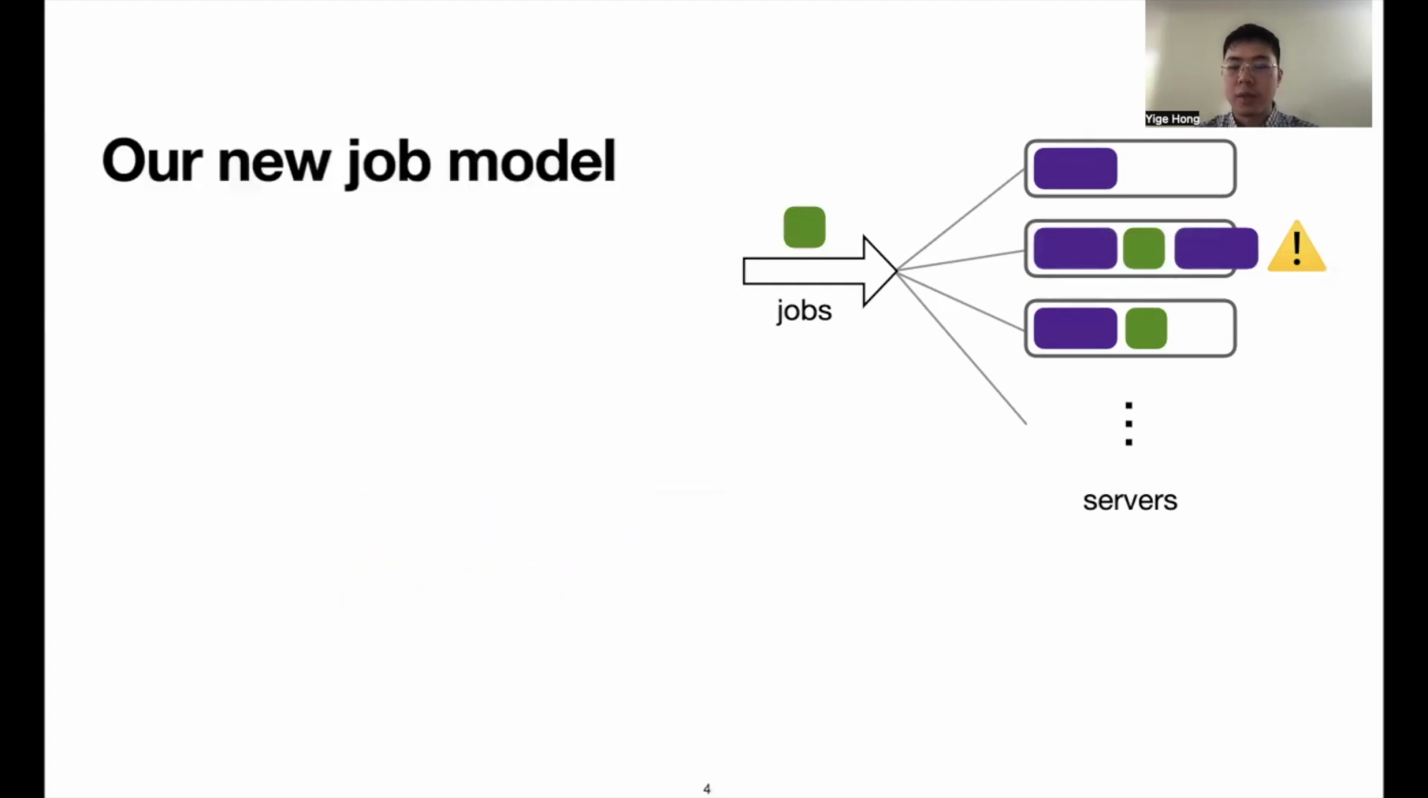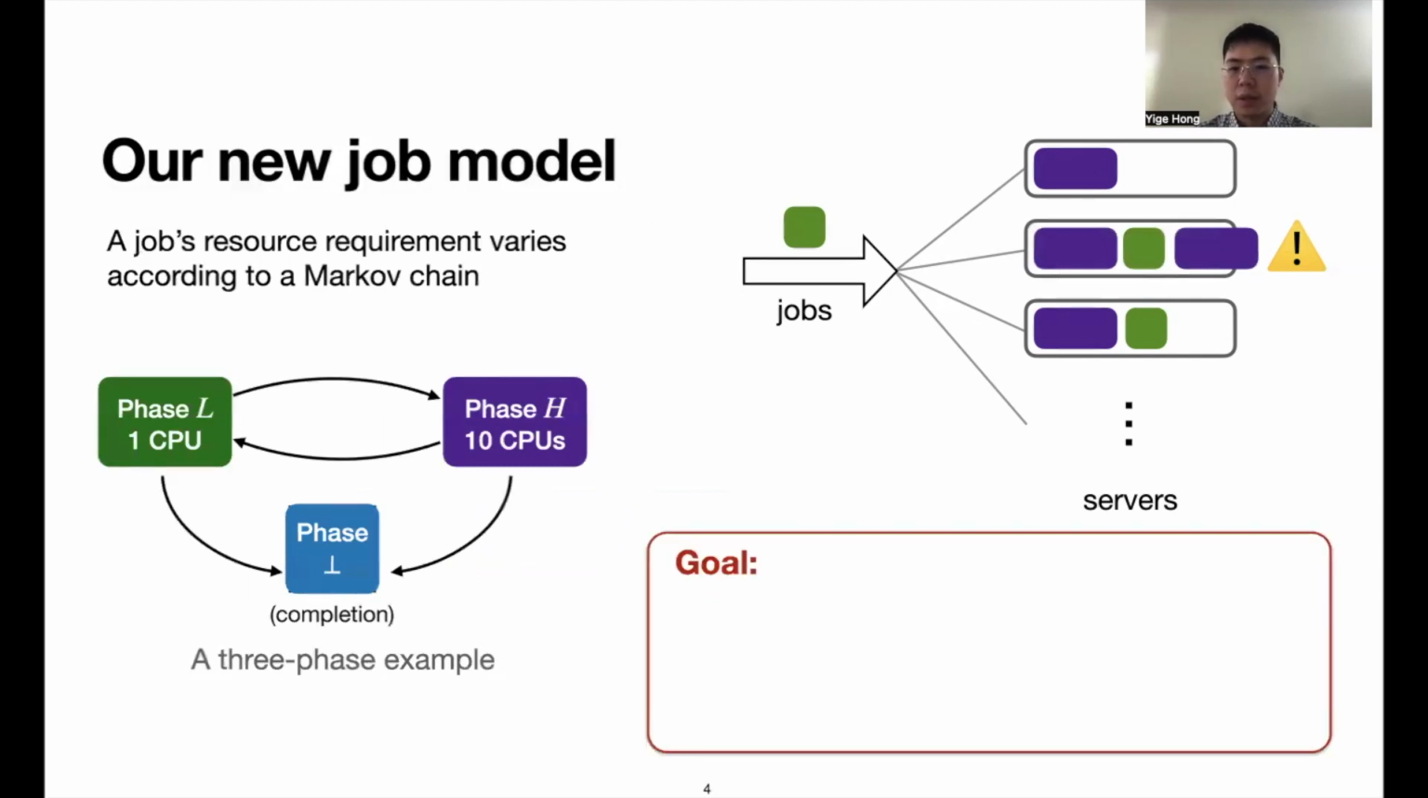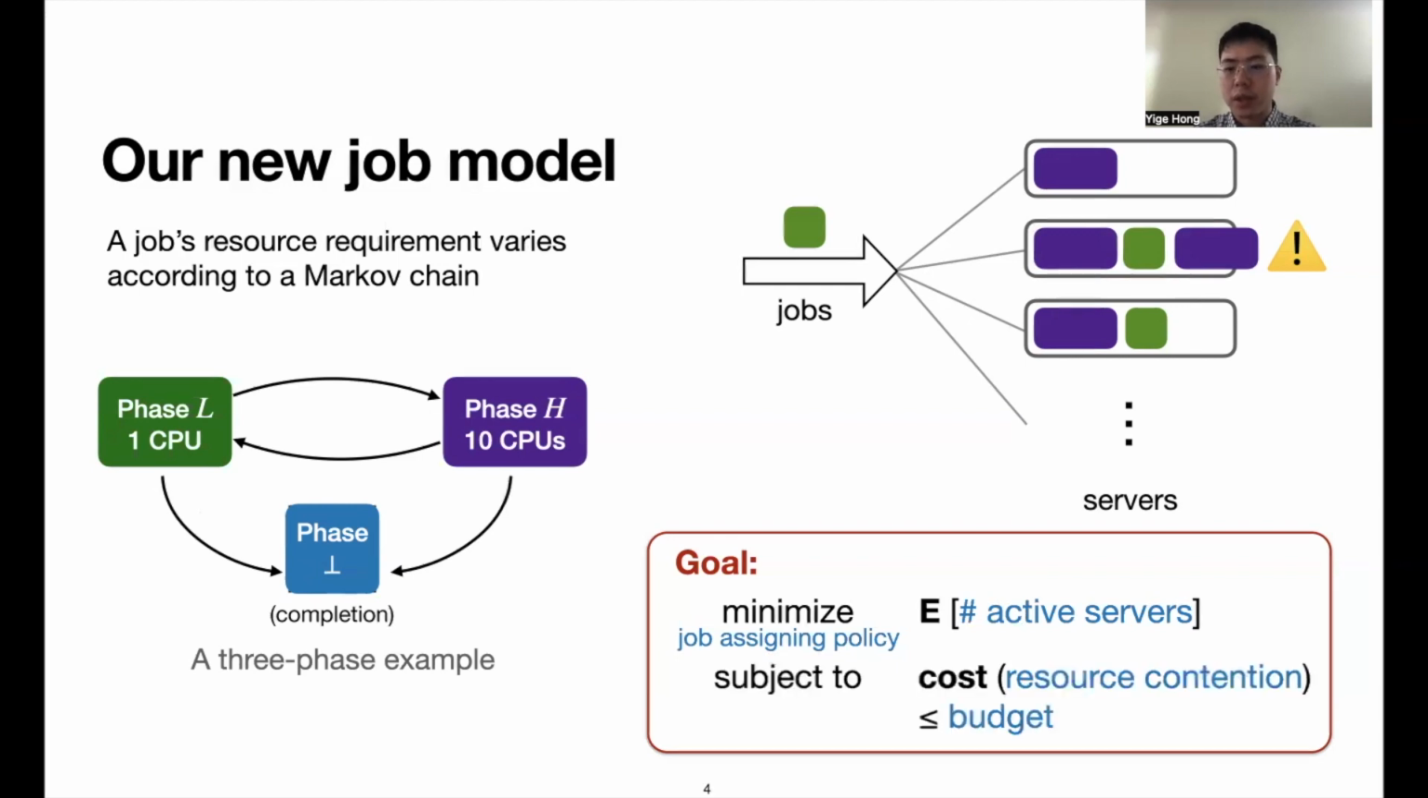To study this, we propose a new job model where each job is considered as a Markov chain. The Markov chain has multiple phases, denoting different resource requirements. There's also a special phase denoting the completion of service. Here is an example with 3 phases. With this new job model, our goal is still to minimize the expected number of active servers, but we allow a small amount of resource contention, as long as the cost due to resource contention is subject to a budget constraint.